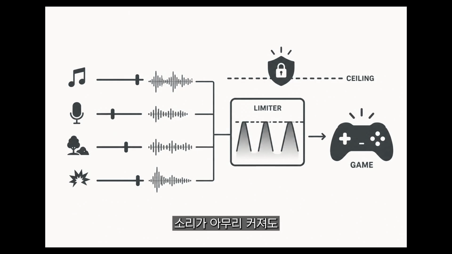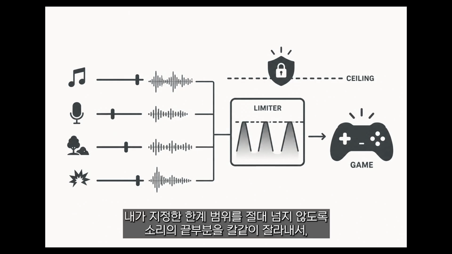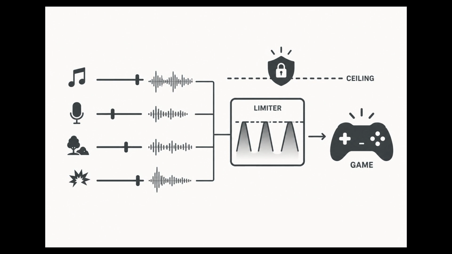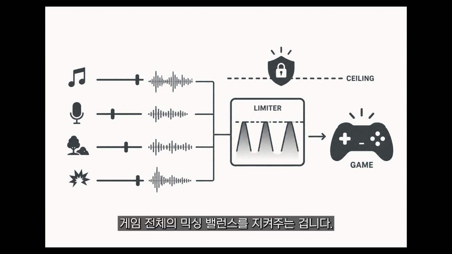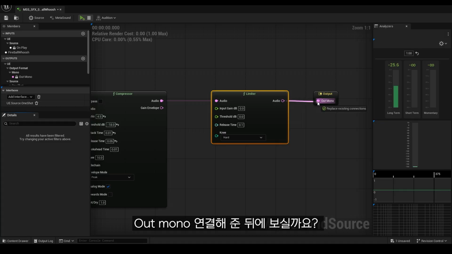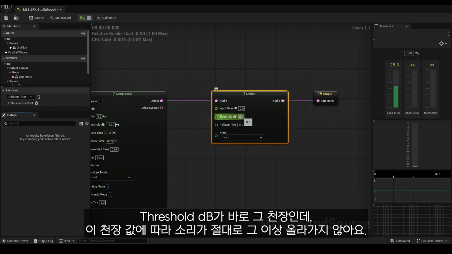No matter how loud the sound gets, it sharply cuts off the tail end so it never exceeds the limit range I set, protecting the mixing balance of the entire game. Shall we take a look after connecting our mono? The threshold dB is the exact ceiling, and based on this ceiling value, the sound will absolutely never go higher.